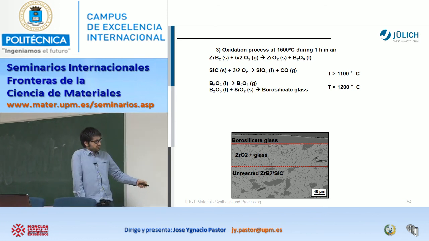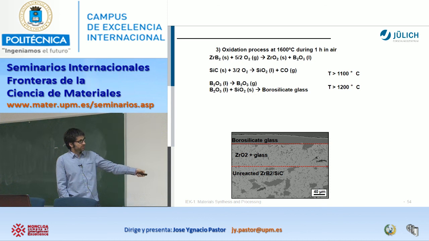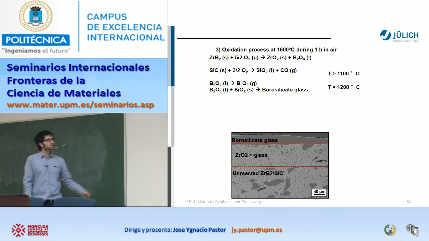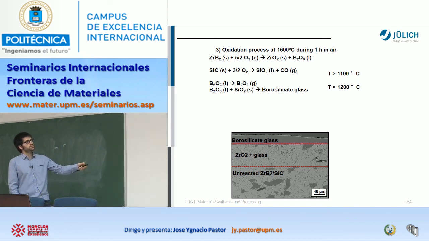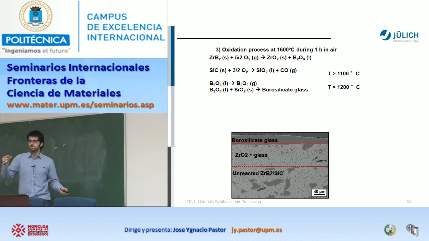In this part, we can see the unreacted zirconium silicon carbide composite, no reaction, everything is good. Here, this part corresponds to the zirconia and some glass that is filling the pores, and all this glass is the borosilicate glass that protects our material. It's at 1600 degrees, okay. But as you see, it's a really thick layer of glass, okay. At the end, it's liquid. It's a glass.